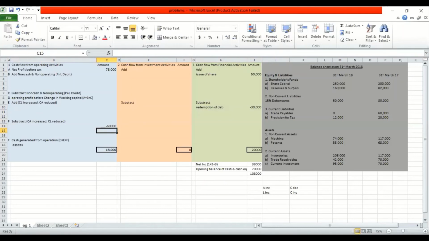Look into the next one. What is that? Provision for tax. Now please make a note of things. Provision for tax is one item wherein you will not find the difference, unlike what you did for the earlier items. So the 20 has gone down to 12, but you will not find the difference.